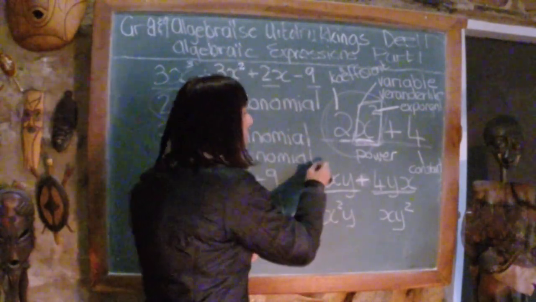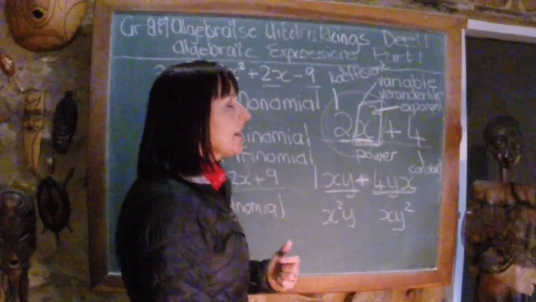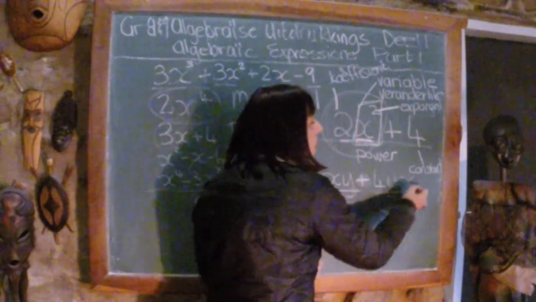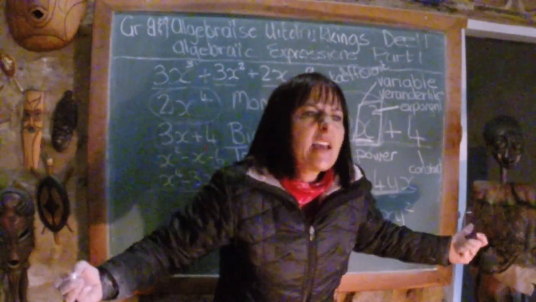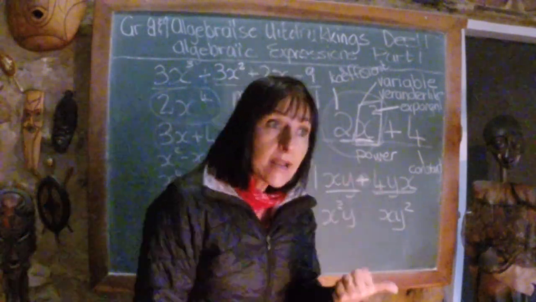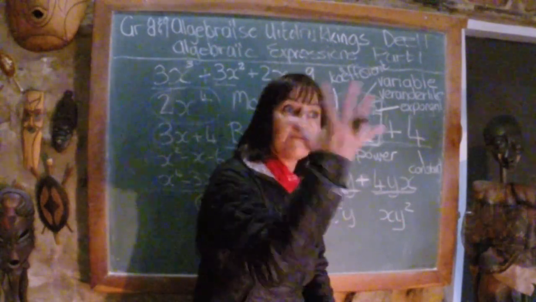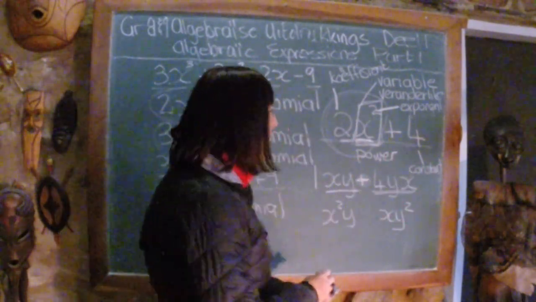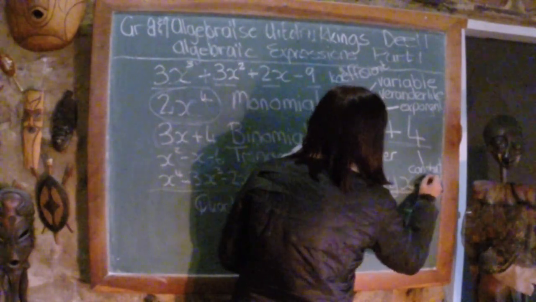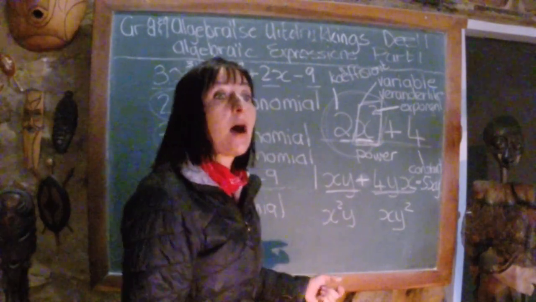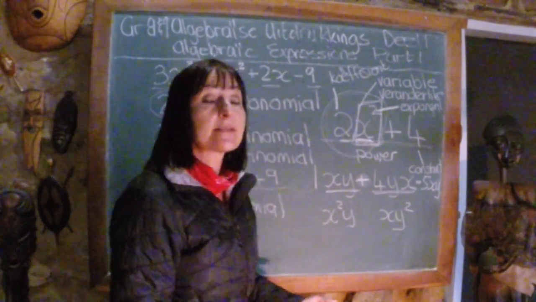So we can say 1xy plus 4yx, and they just wanted to trick us because yx is the same as xy. So 1 apple plus 4 apples gives us 5 apples. So the answer is going to be 5xy. See, I can add them because they're exactly the same.